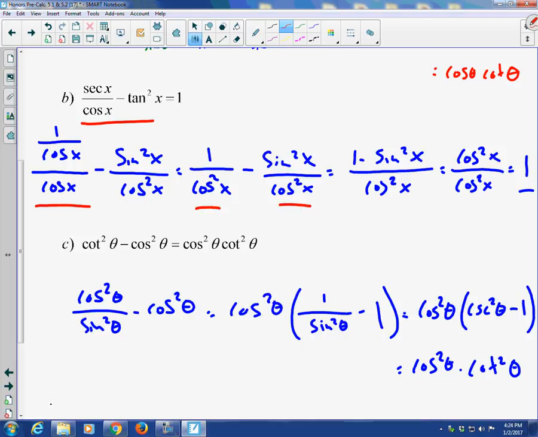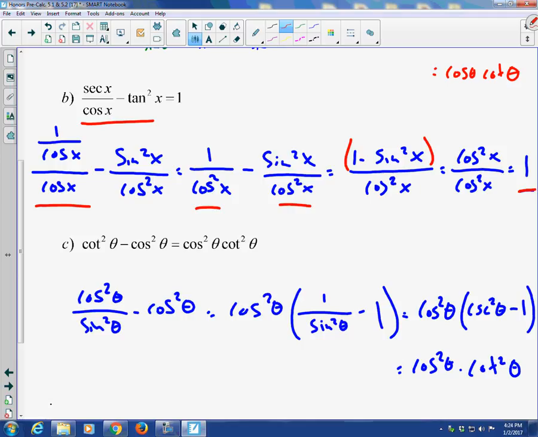Now we've got a common denominator, so we can say we've got 1 minus sine squared x over cosine squared x. And we know 1 minus sine squared x is going to be cosine squared x, with the Pythagorean identity that we manipulate a little bit. And cosine squared x over cosine squared x is going to give us 1.